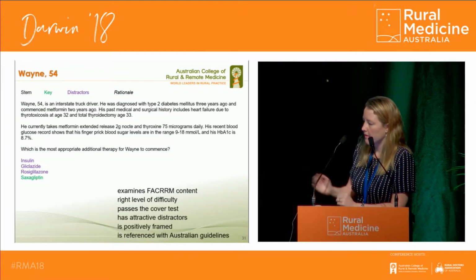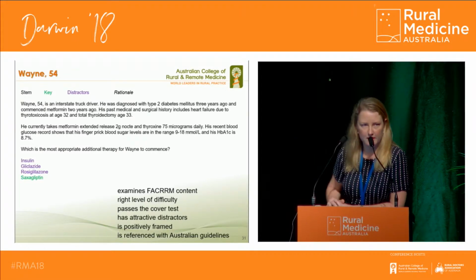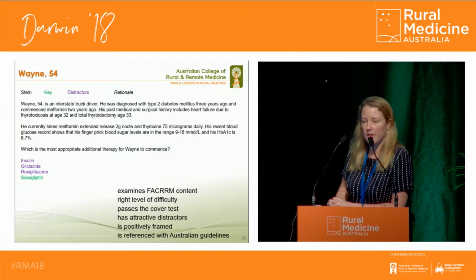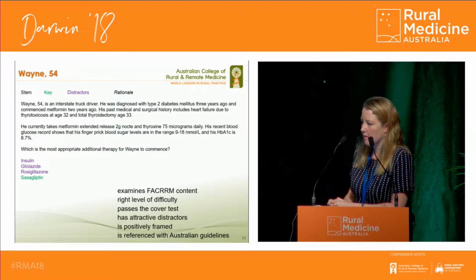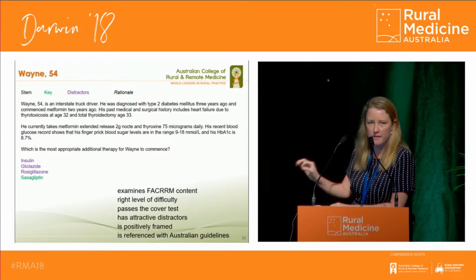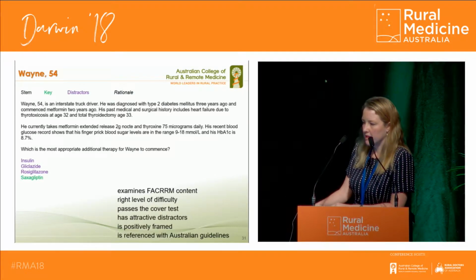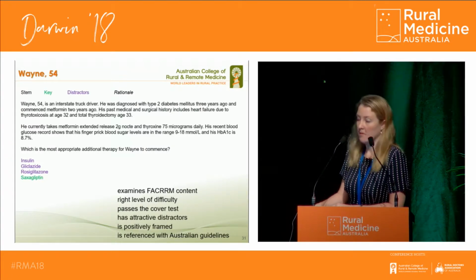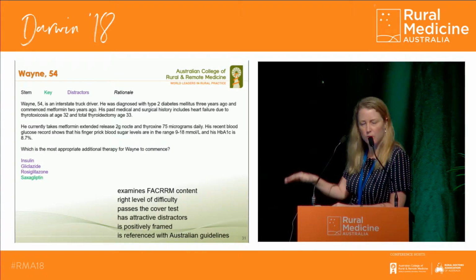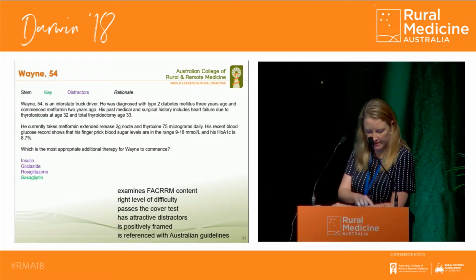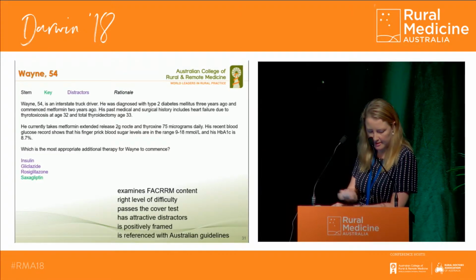So this question's not bad, is it? I mean, it examines ACRRM content. It's probably the right level of difficulty. It passes the cover test because if you cover the STEM, you can't answer that actual question as a standalone question. The distractors are attractive. You have to think through and work out why they're not the best answer. It's positively framed and it's referenced with Australian guidelines. So that's a good question.